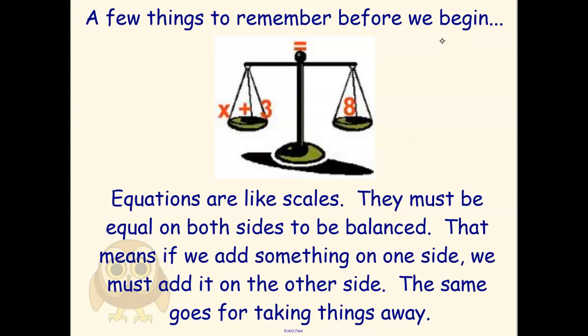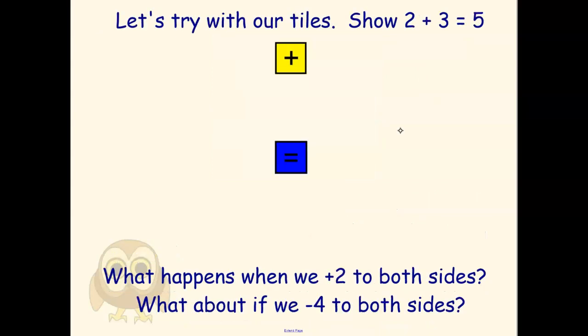Alright, so before we begin, remember that equations are like scales. They're equal, meaning they have the same value on both sides, even if they look different. They have to stay balanced that way, so if we do something to one side, we got to do the exact same thing on the other side, otherwise it won't be equal anymore.